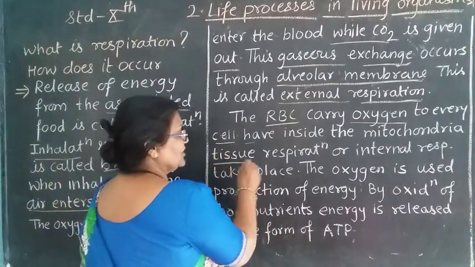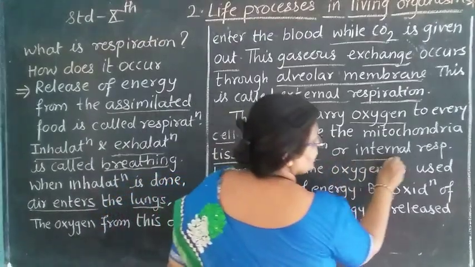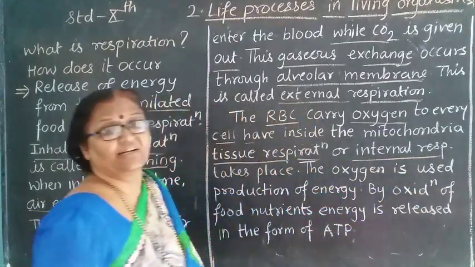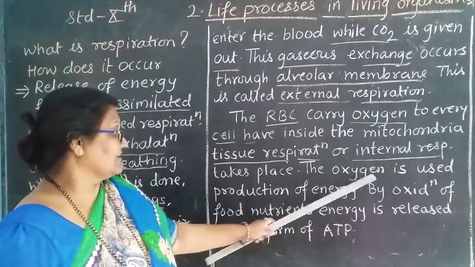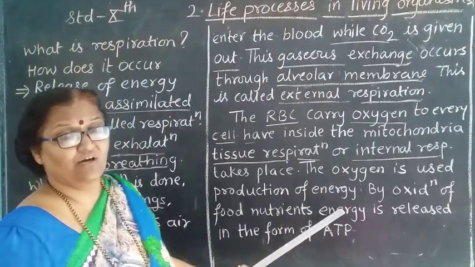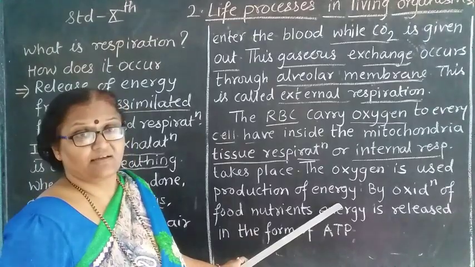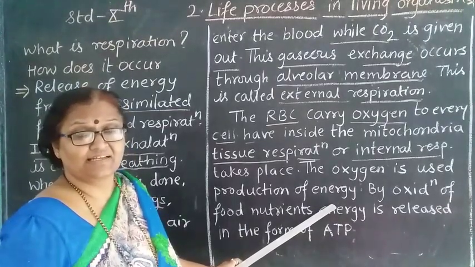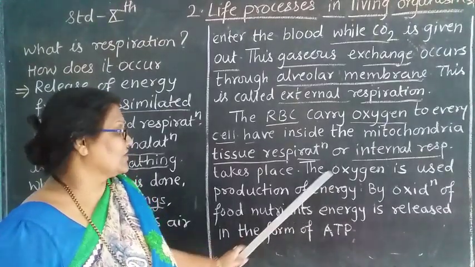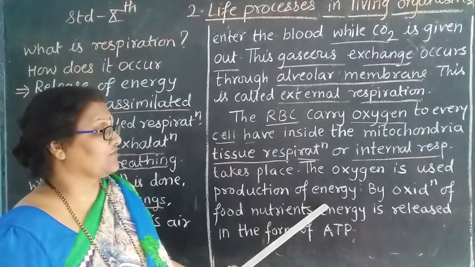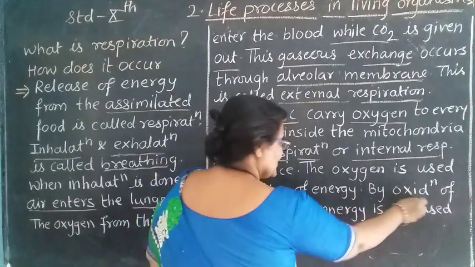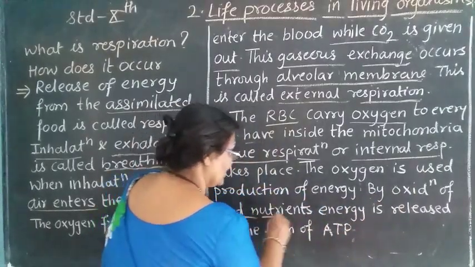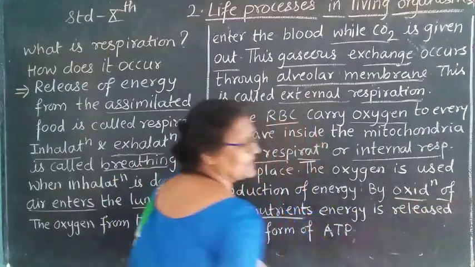And there the tissue respiration occurs, which is nothing but an internal respiration. Then see, the oxygen is used for production of energy. The air which we have inhaled contains the oxygen, and oxygen is used for the production of the energy. Now what happens here? By oxidation of food nutrients. By oxidation, it is most important.